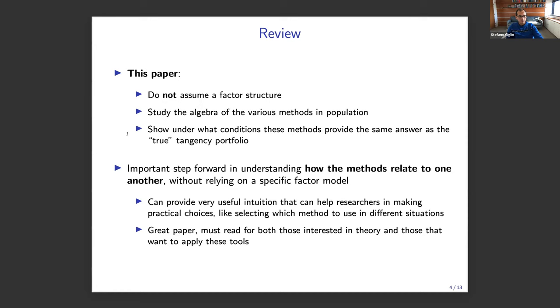I think it's an important step forward in understanding how all these methods relate to one another. And I hope it can provide researchers with useful intuition on how exactly to proceed, because if you know the conditions that you need to satisfy, you may decide to orient your empirical analysis in different ways. To give you one example, once you see the algebra, it's very clear that if you're worried that there are some missing characteristics, this omitted U term, then you want to use as many characteristics as you can, right? That's a very clear formal justification for using, in some sense, a saturating space of characteristics.